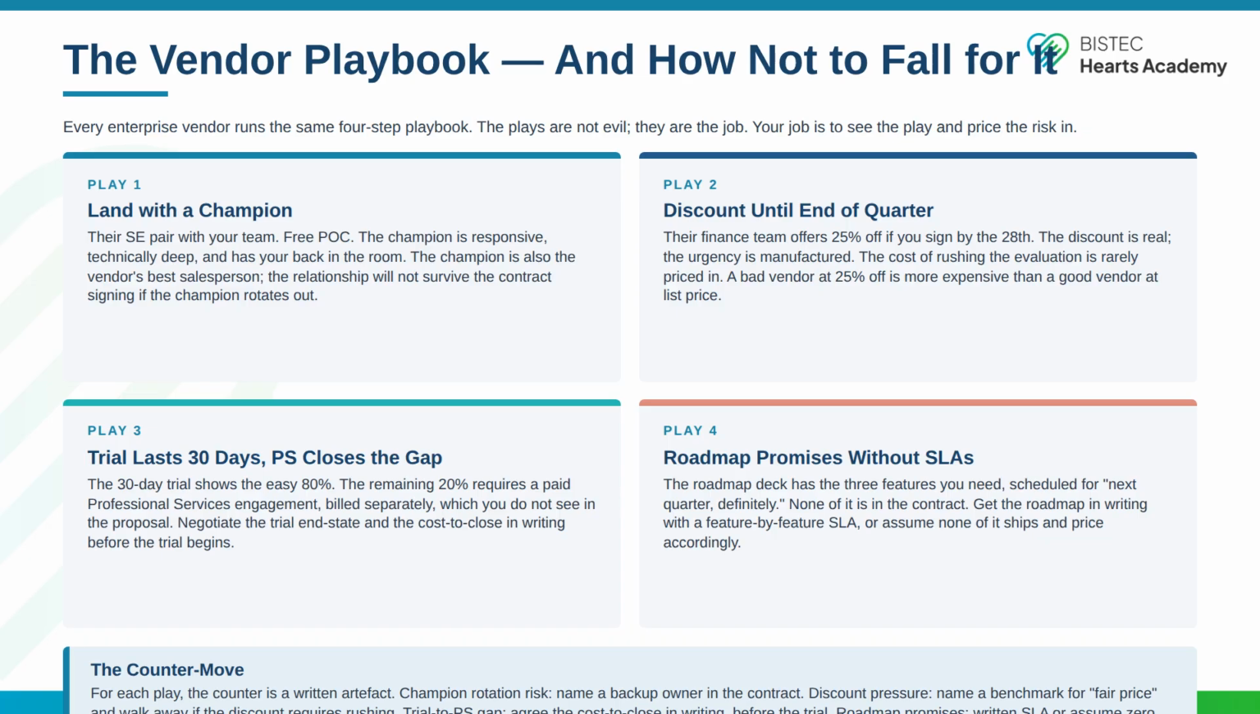The counter move. For each play, the counter is a written artifact. Champion rotation risk. Name a backup owner in the contract. Discount pressure. Name a benchmark for fair price, and walk away if the discount requires rushing. Trial to PS gap. Agree the cost to close in writing before the trial. Roadmap promises. Written SLA or assume 0.